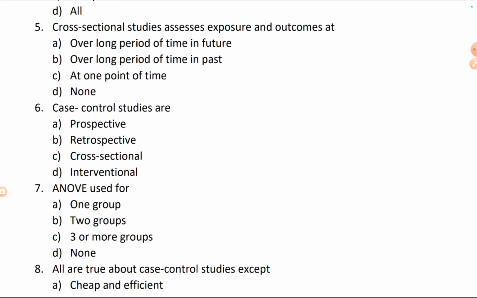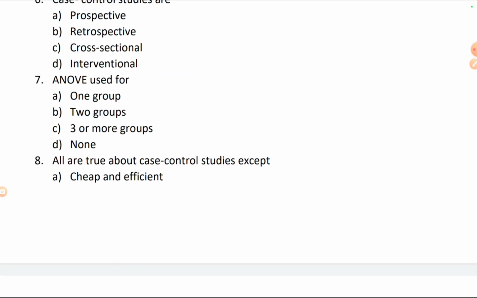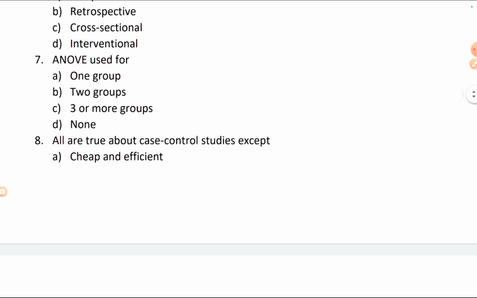Case control studies are option A, prospective. Option B, retrospective. Option C, cross-sectional. Option D, interventional. The answer is B, retrospective. MCQ number 7. ANOVA is used for A, one group. Option B, two groups. Option C, three or more groups. Option D, none. The answer is option C, three or more groups.